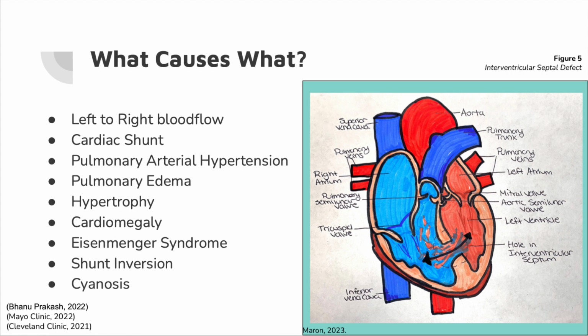What causes what? Because of the missing tissue separating the ventricles, blood can flow between the two chambers. It is more likely to flow from left to right because the left side of the heart is stronger and has a higher contractility. Shunt is a term for when blood abnormally moves from one area to another. A VSD would be considered a cardiac shunt.